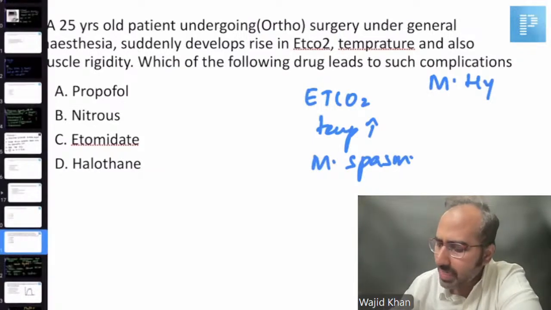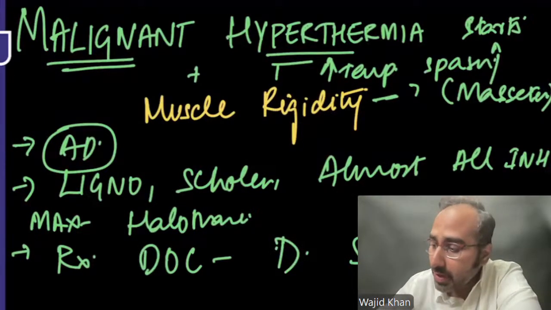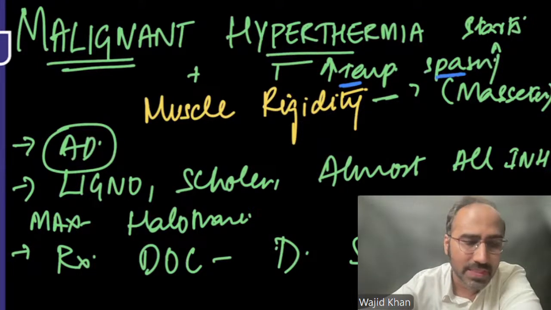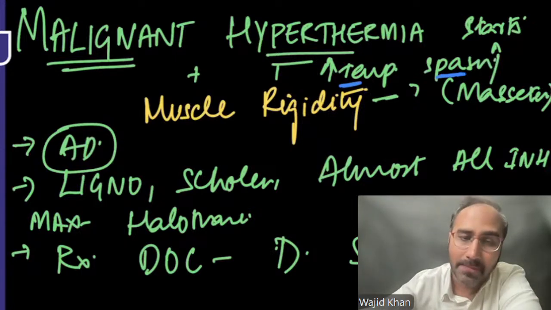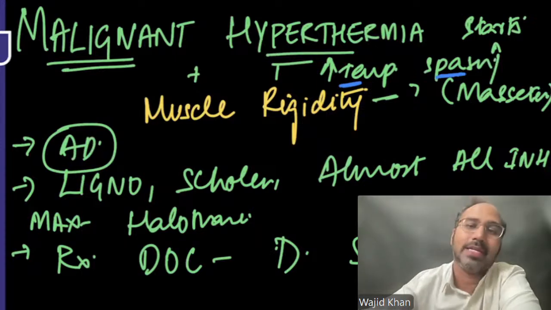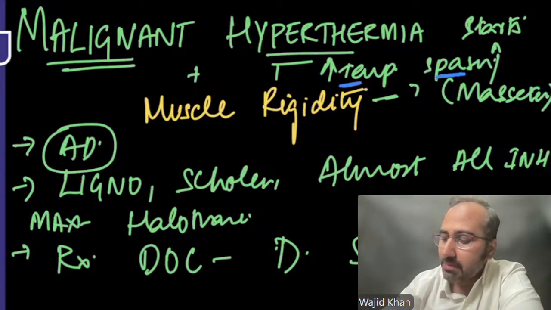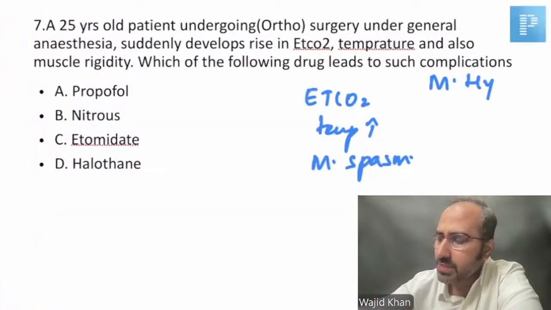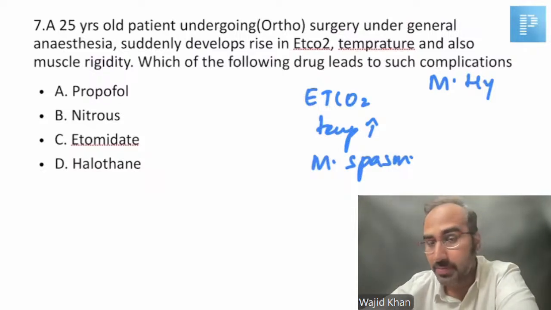Again, going back to our slide of malignant hyperthermia. Guys, you remember malignant hyperthermia is abnormal high temperature with increased spasm. I'm just going for the rapid revision notes only. Abnormal high temperature with violent muscle spasm is called malignant hyperthermia. It is an autosomal dominant disorder, RYR1 gene. The question here is which of the following drugs leads to the complication called malignant hyperthermia.